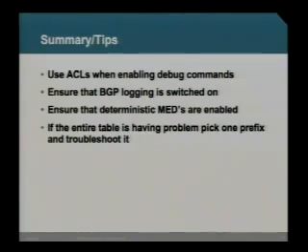But if it's on your core router carrying 210,000 prefixes and you do a debug IP BGP, it can end up being very, very frightening, especially if you're logged into the console of the router rather than just by a secure shell session. Make sure that BGP logging is switched on, because that will tell you a lot of information. Make sure that deterministic MED is part of your default template. That's a pretty good idea, just to ensure consistent path selection. If the entire table is having a problem, pick one prefix. Don't try and hammer through all of them to figure out what's going on.